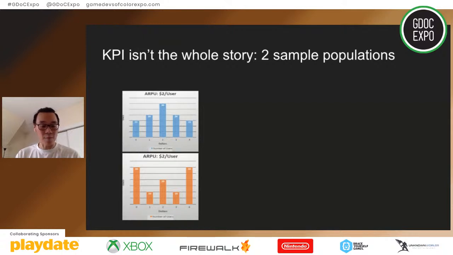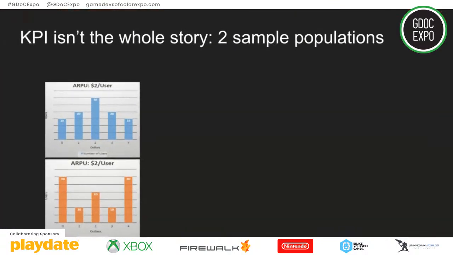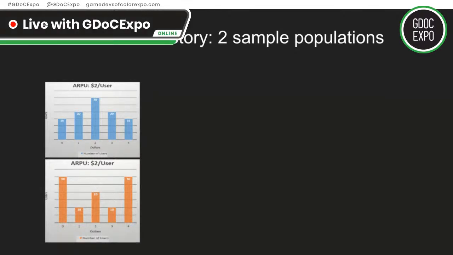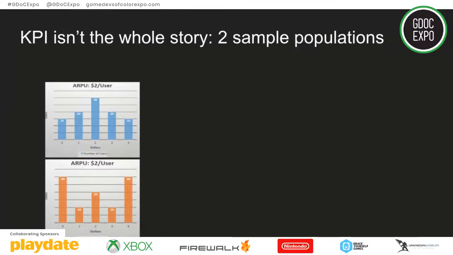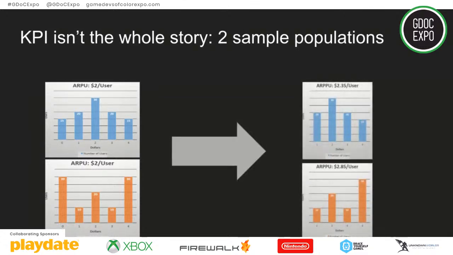One's on a bell curve, one's on a bimodal distribution. Number of users and how much money they've paid for your game. So you can see if I just say the ARPU of this game is $2, well, I mean, they look like the same game, right? Okay, but if we take the ARPPU, which means we remove all of the $0 paying users out of the equation, we now have a game that is $2.35 per user and then $2.85 per user.